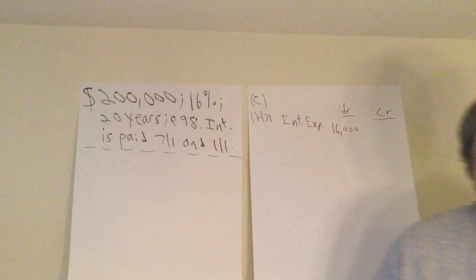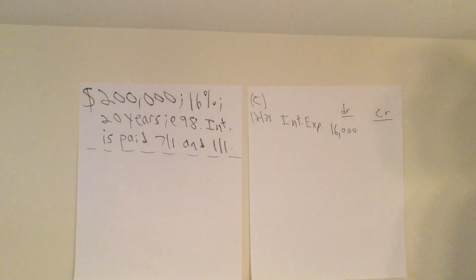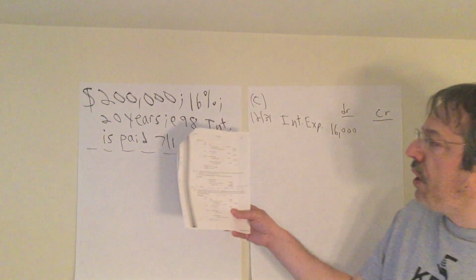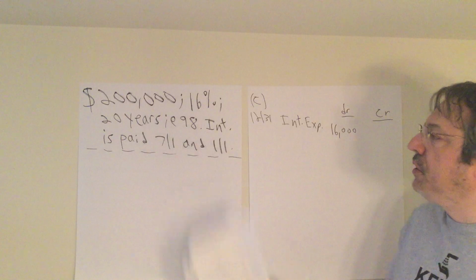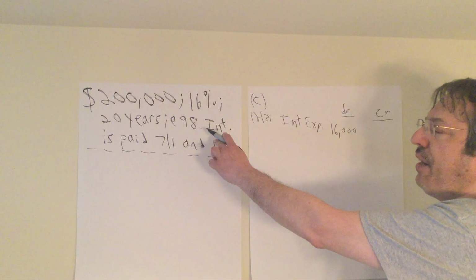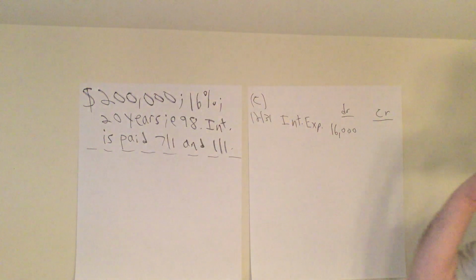Okay, today I wanted to go over the homework problem on bonds from chapter 10. And in the problem, we had a $200,000 bond, 16% interest rate. It matures in 20 years. It was issued at 98. And the interest is paid on July 1st and January 1st.